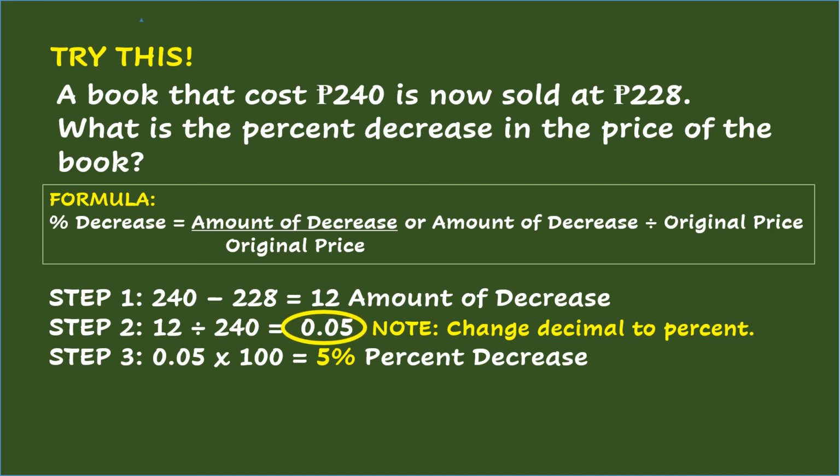Take note that since you are getting the percent decrease, change decimal to percent by multiplying it with 100 or by moving the decimal point 2 places to the right and put the percent sign. So for step 3, 5 hundredths times 100 is 5%, which is the percent decrease.